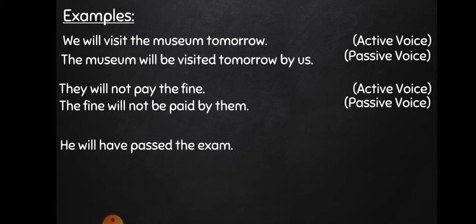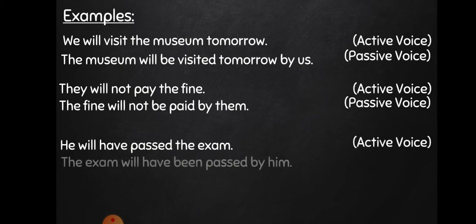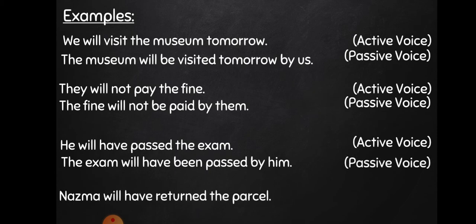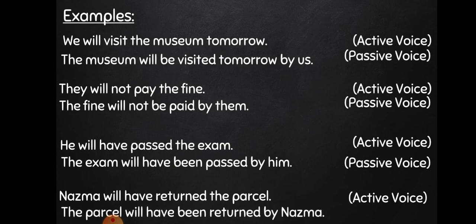Another example. He will have passed the exam. The passive will be the exam will have been passed by him. Let's take one more example. Nazma will have returned the parcel. This is in the active voice. The passive will be the parcel will have been returned by Nazma.